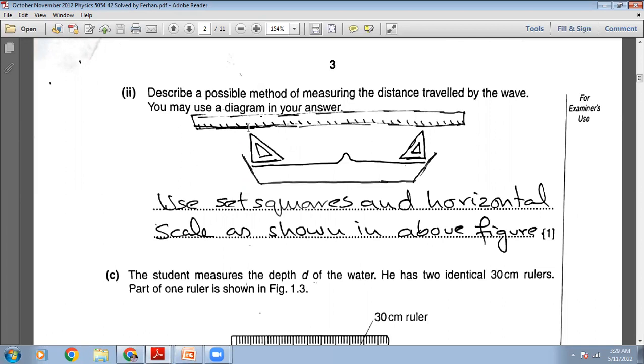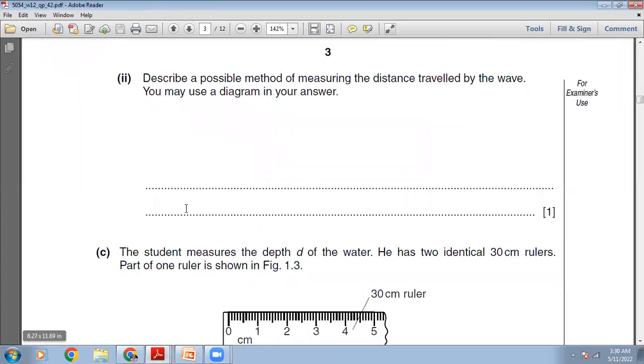And from here I can check what is the reading here, and by using the set square like this on this side, I can check what is the reading here, and then I can find what is the distance between this point A and this point B. Use the set square and the horizontal scale as shown in the above figure. Okay, so that's my answer.